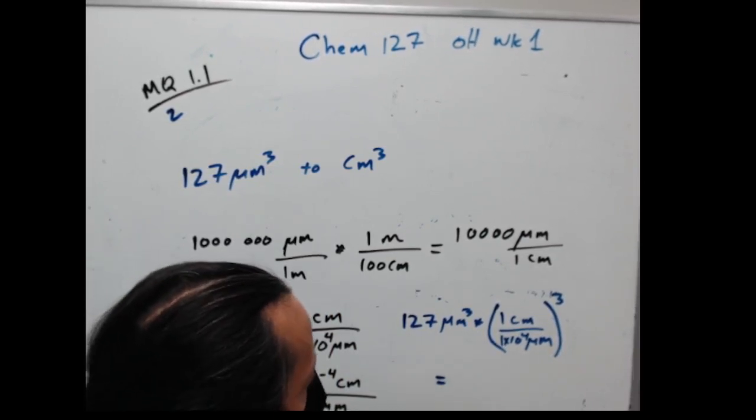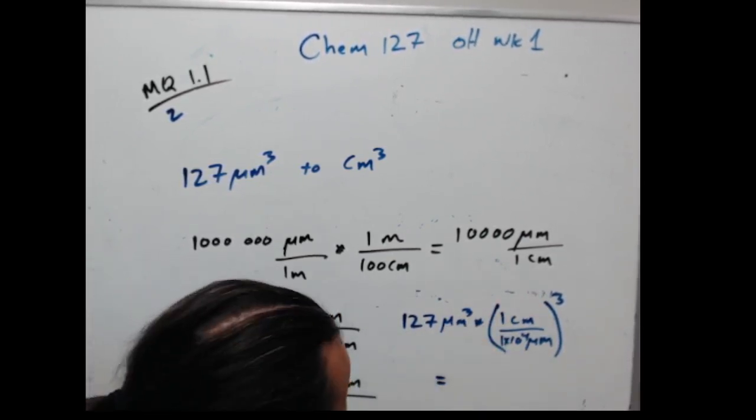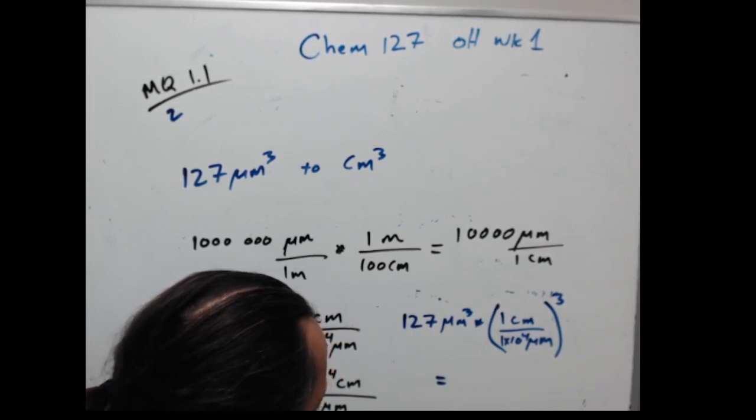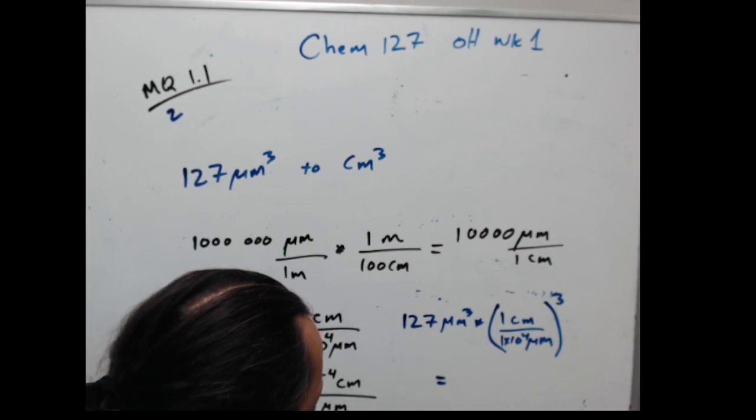Punching it into the calculator, I'm going to start with just doing this part. Okay, so we'll do 1 times 10 to the 4, to the power of 3. So that's going to be negative 12, times 127.